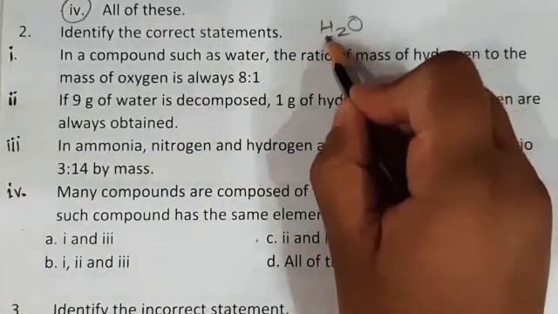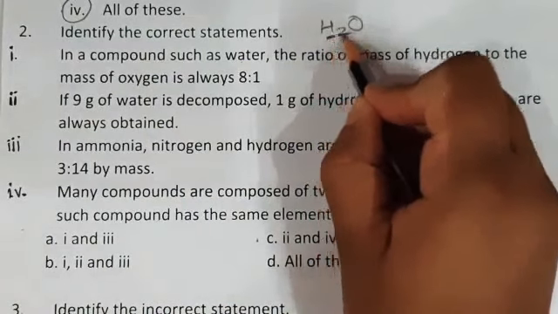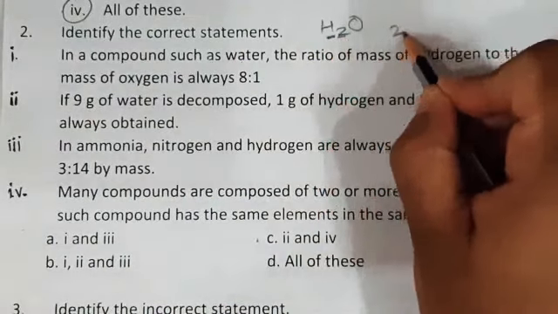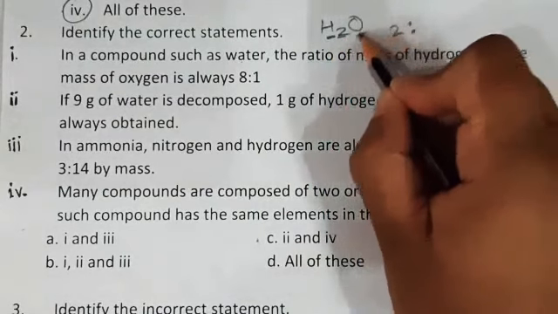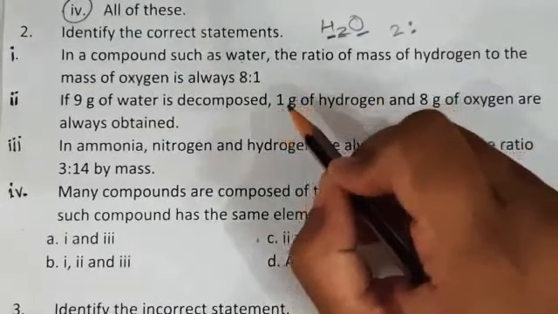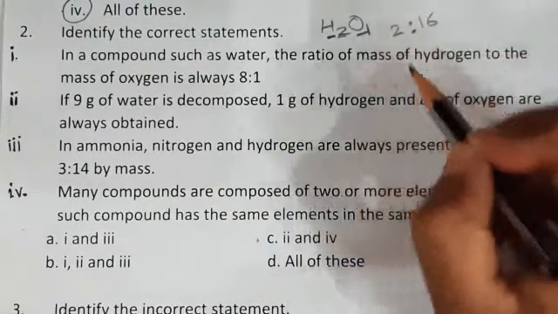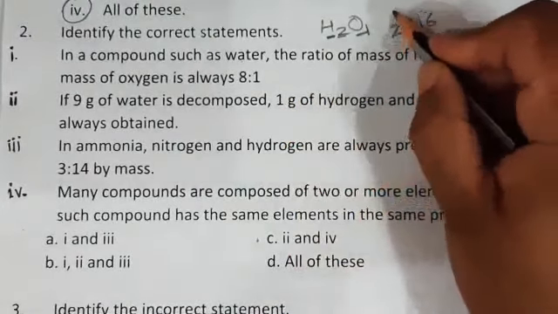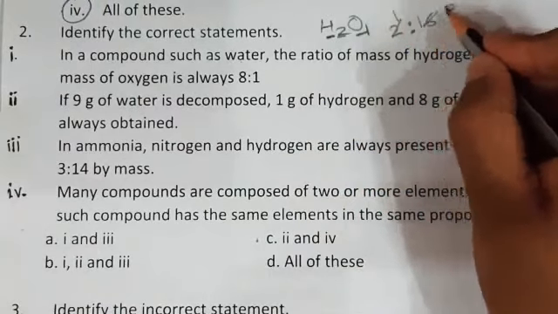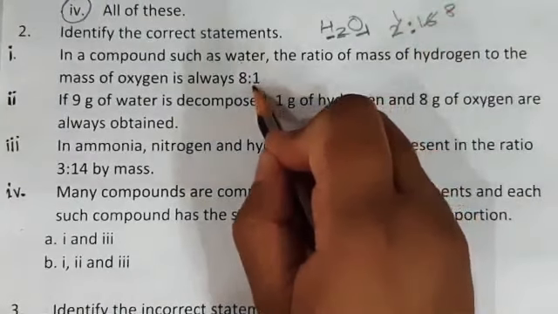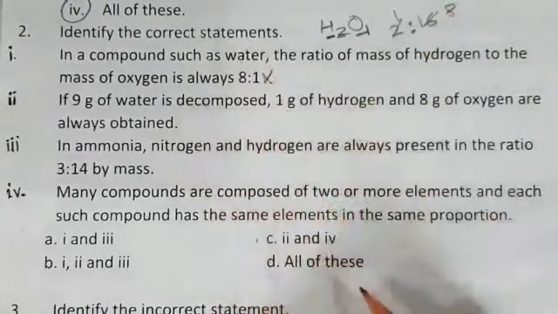Calculate the ratio. Hydrogen, it will be 1, 2 hydrogen. So 2 ratio. What is the molar mass of oxygen? 16. And there is only one oxygen atom. So it will be 16. 2 ratio 16. So cancel it. 2 1s are 2, 2 8s are 16. So 1:8. So this statement is wrong.